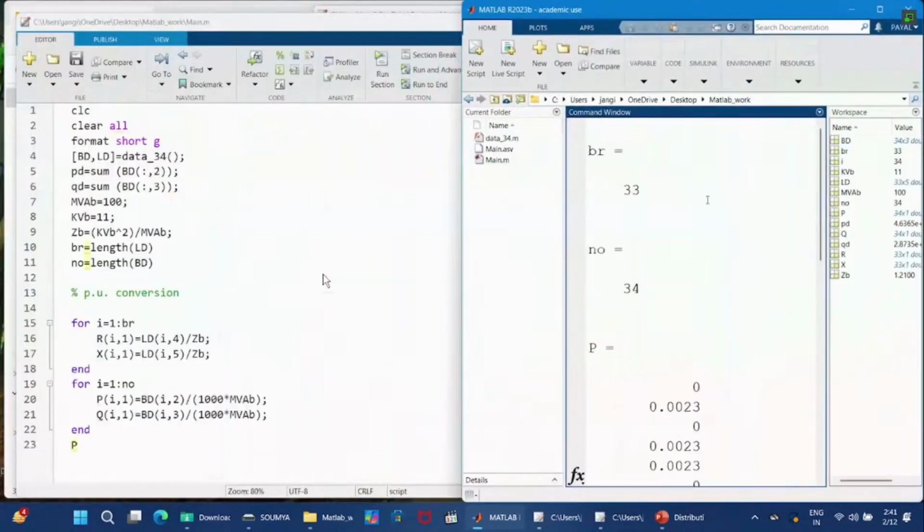Just see whether you people are getting the same or not. The number of branches is supposed to be 33 and the number of nodes is supposed to be 34. Whether you people are getting this one.